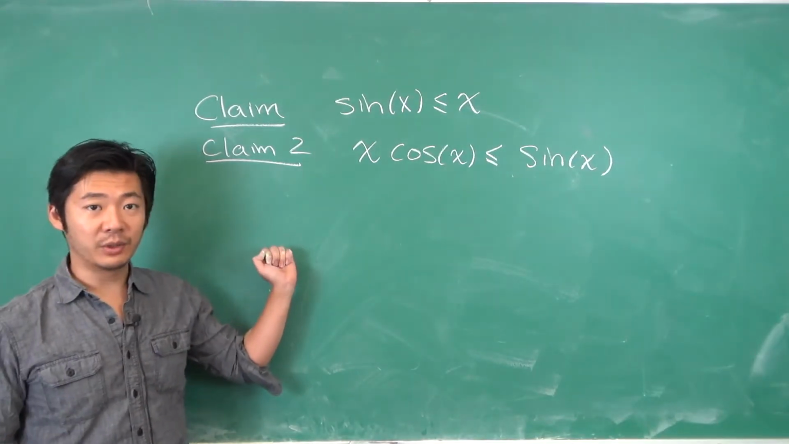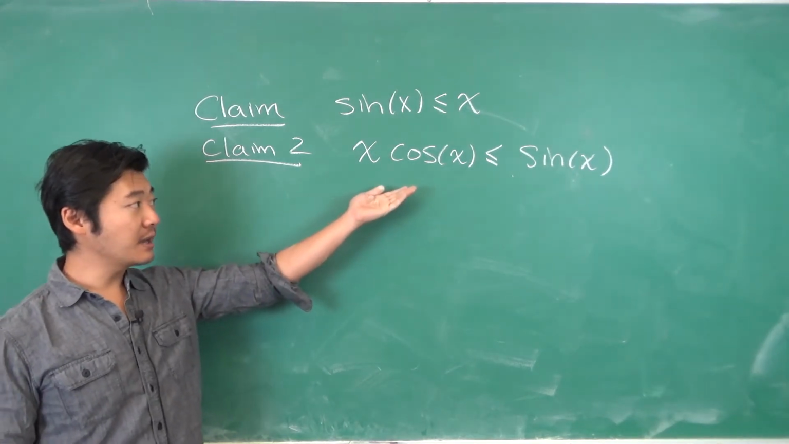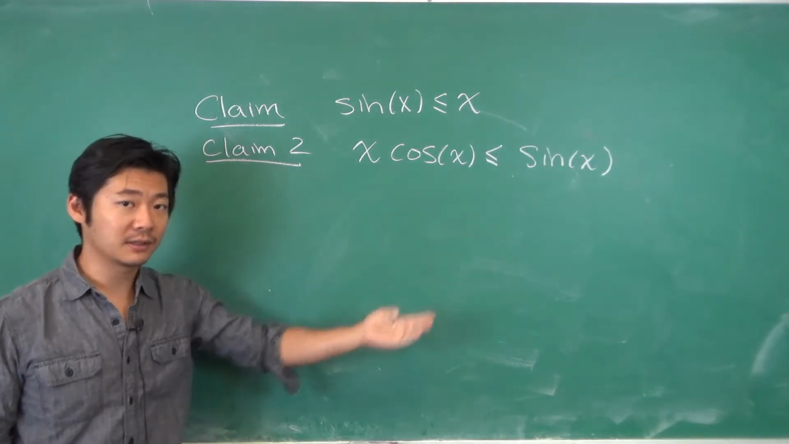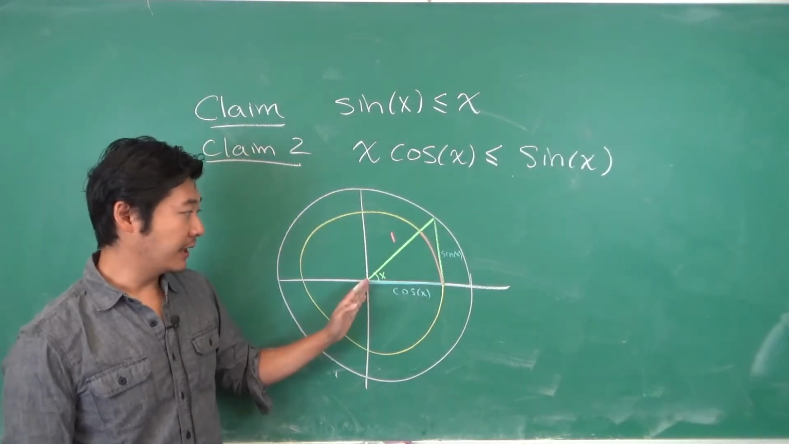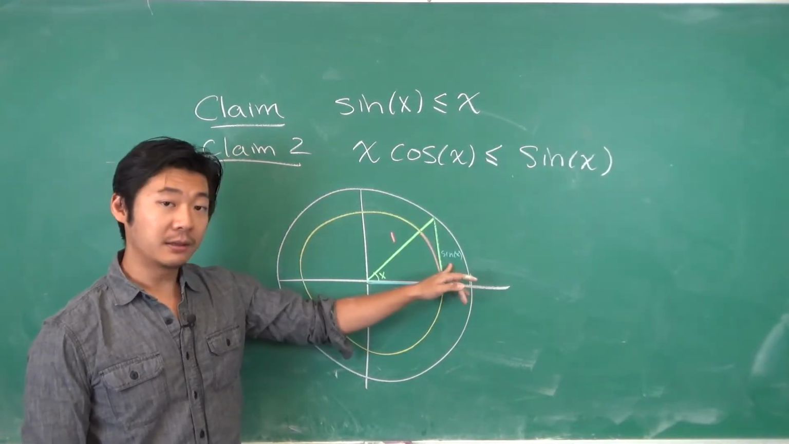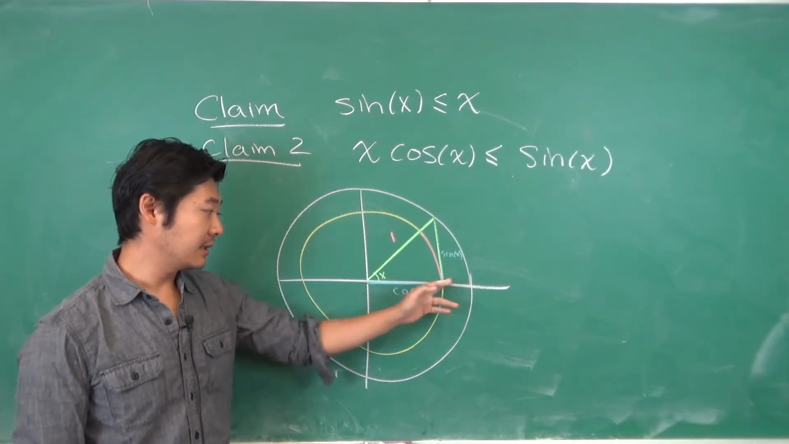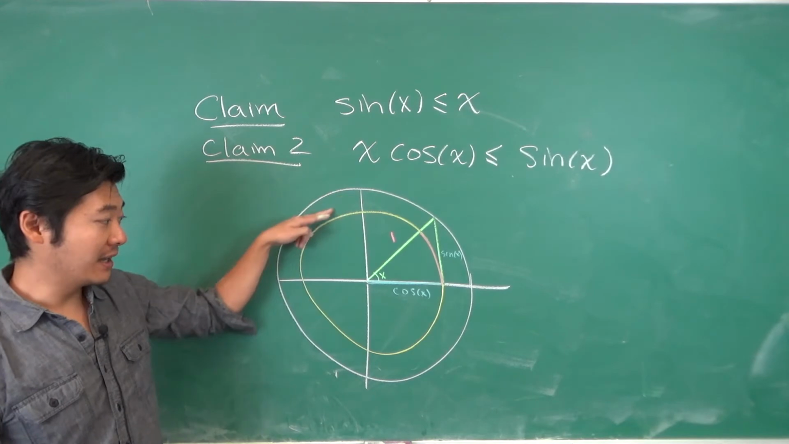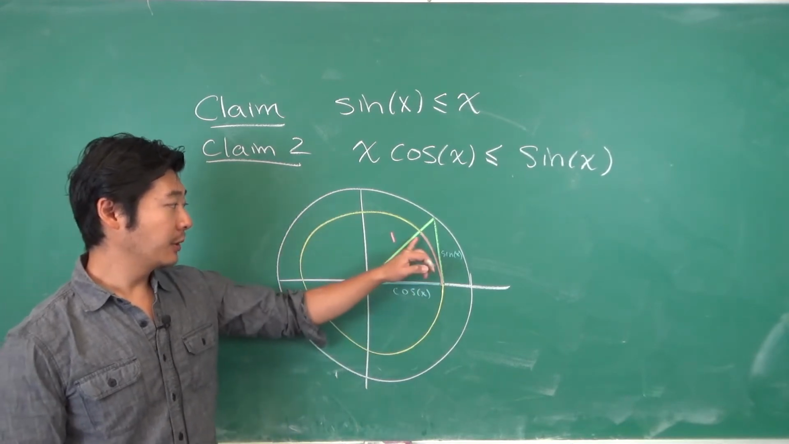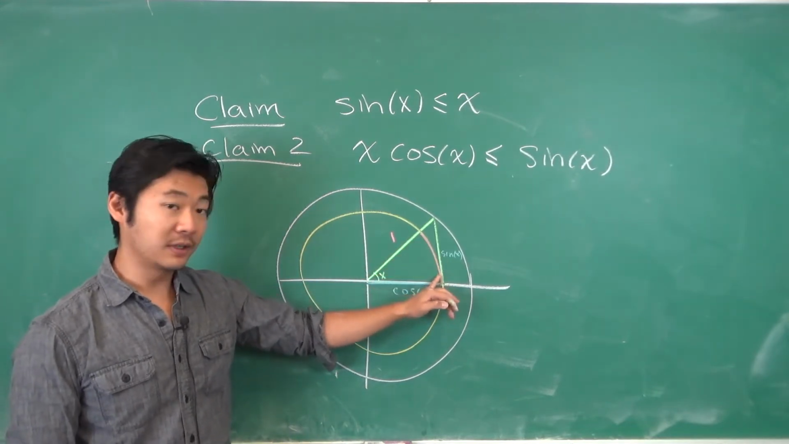The next claim that we'd like to show is x times cosine of x is less than sine of x. But this is not too bad. Consider first the unit circle, then this green triangle, this side is sine of x, this side is cosine of x. Now we draw a circle of radius cosine of x. Well, what is the length of this pink side?